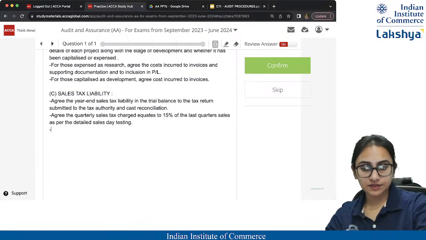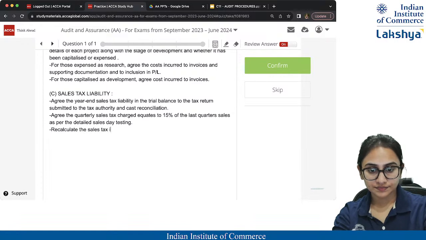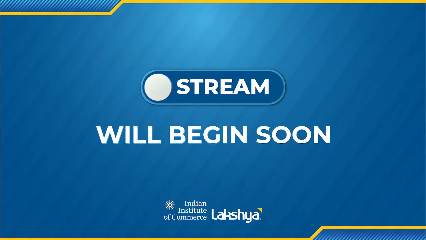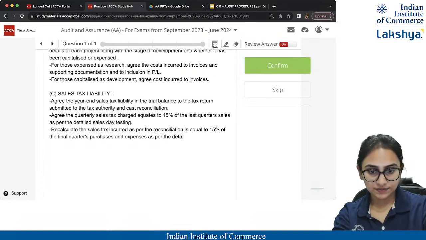Recalculate the sales tax. Yes, because as an auditor we need to recalculate the sales tax incurred as per the reconciliation is equal to 15% of the final quarter's purchases and expenses as per the detailed purchase listing.